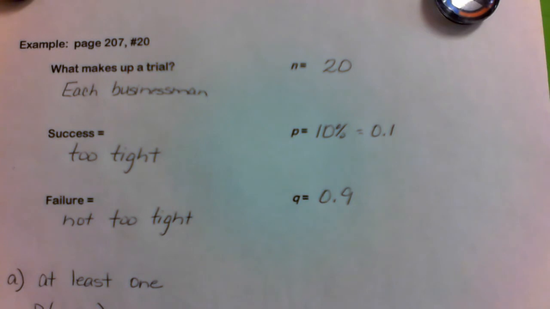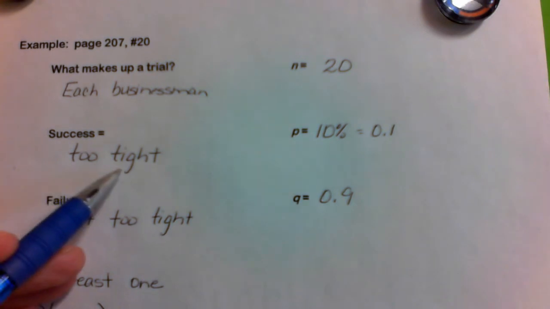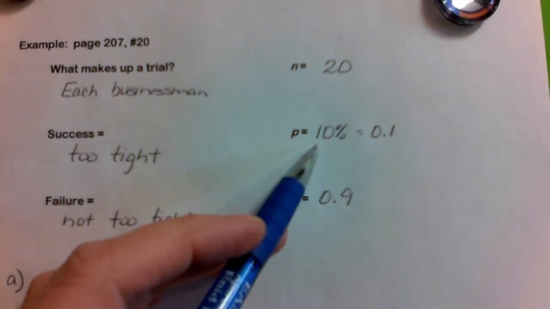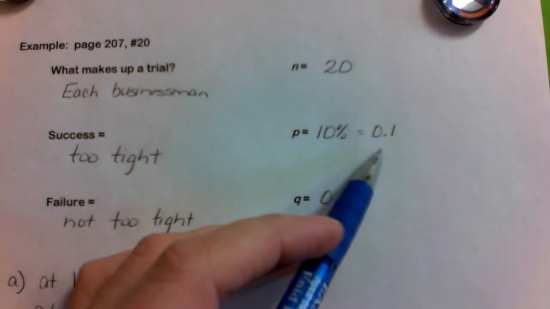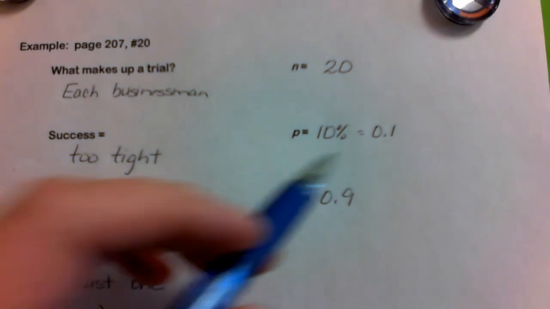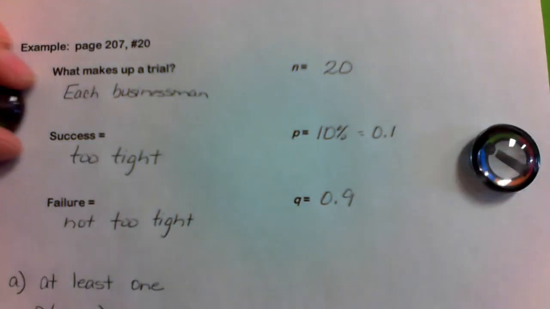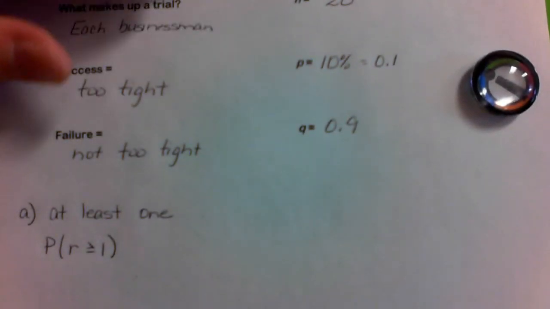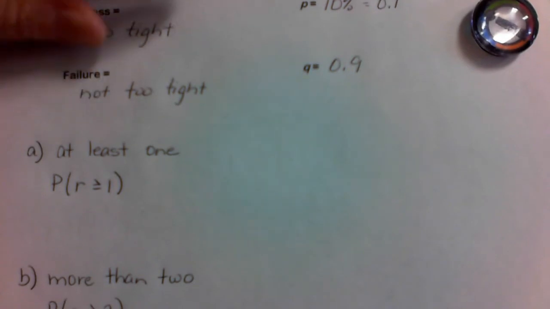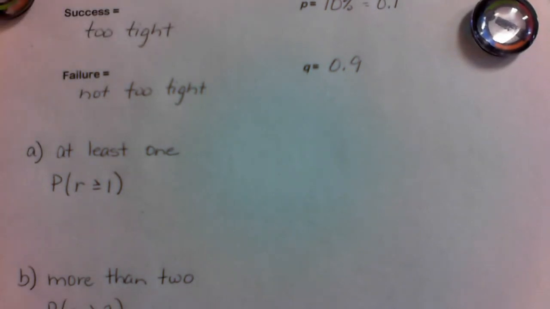Now, I'm going to read part A to decide what is defined as success, and it's asking for the probability that at least one tie is too tight. So I'm going to define success as too tight, and early in the problem it said that happened 10% of the time. So P is 10% or 0.1. So failure would be not too tight, and since these have to add up to 1, then I know this is 0.9, which makes that fairly easy to find. All right, so N is 20 and P is 0.1. So part A reads, what is the probability that at least one tie is too tight?